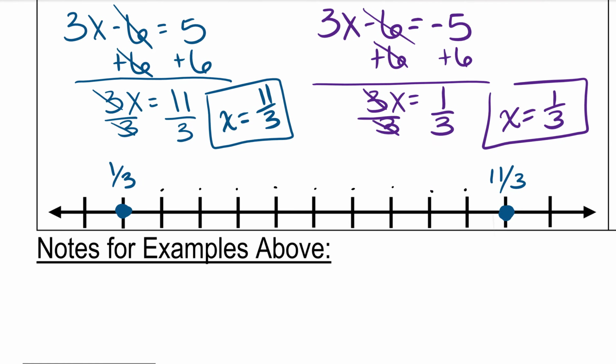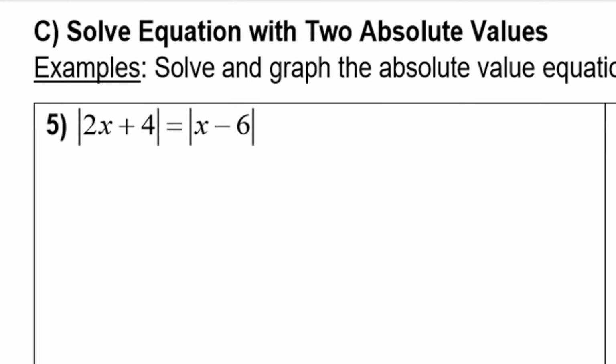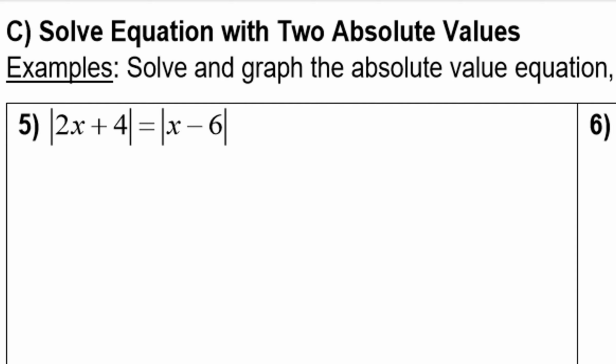Okay, let's go to the next section. Solve equations with 2 absolute values. So notice we have absolute value on the left and on the right. Since we have no numbers outside, in other words, I have this absolute value and this absolute value, nothing's in front, nothing is behind this one, and nothing's in front of this one. So I have no other extra numbers that I need to get rid of or worry about. So I'm going to go ahead and just jump right into splitting this up.